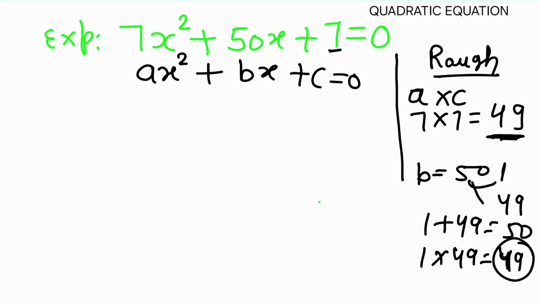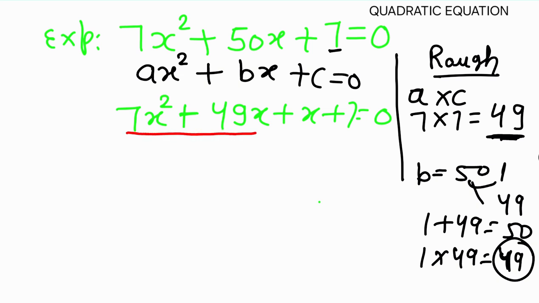First, wait. Now I am solving this question by the general, simple method. Then afterwards we will solve it by the trick. So now we write this equation as 7x square as it is. In place of 50x, we write 49x plus 1x. 1x means only x. Plus 7 equals 0. Now, in the first two parts, arrange them together. Between 7x square and 49x, 7 is common, and x is common between x square and x. So take it outside.